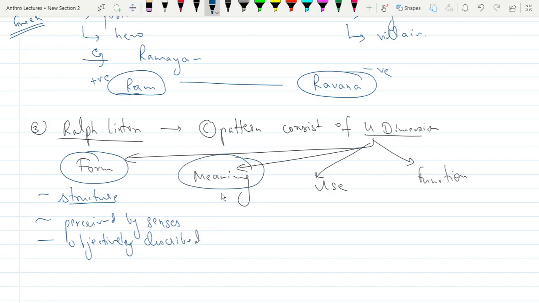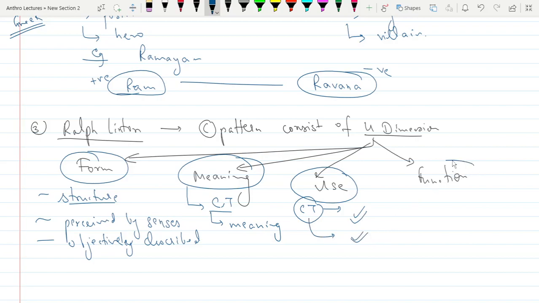Now, when we talk about meaning, every culture trait, every culture complex will have a certain meaning. You can give examples by your own sense, so I will not be explaining these terms in more detail. Use is what the use of a particular trait is, and at what time these traits can be used. When we talk about function, function and use are very much related, but for Ralph Linton, function includes the relationship between the culture traits and culture complexes.